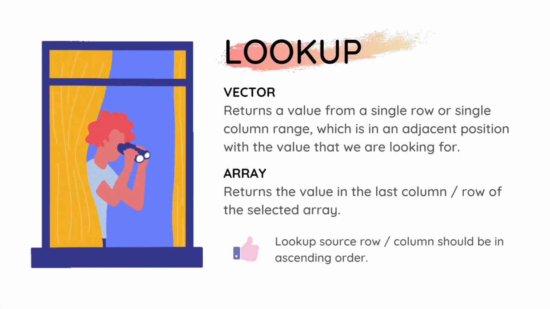We can use the lookup function via vector and array types. With the vector type, the formula returns a value from a single row or column range, which is in an adjacent position with the value that we are looking for. For the array type, the formula returns the value in the last column or row of the selected array. As a rule of thumb, when using the lookup function, the lookup source, or where the criteria is part of, whether it be a row or column, should be in ascending order for us to get an exact match. Otherwise, the formula might show a wrong result.